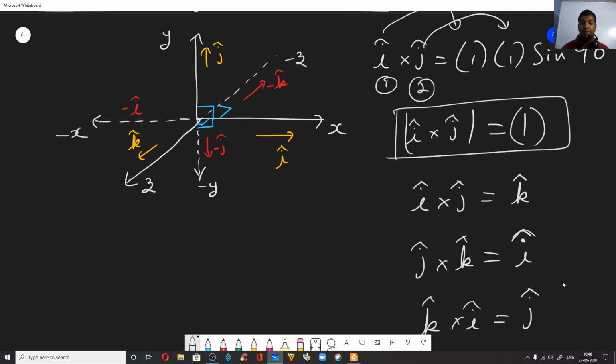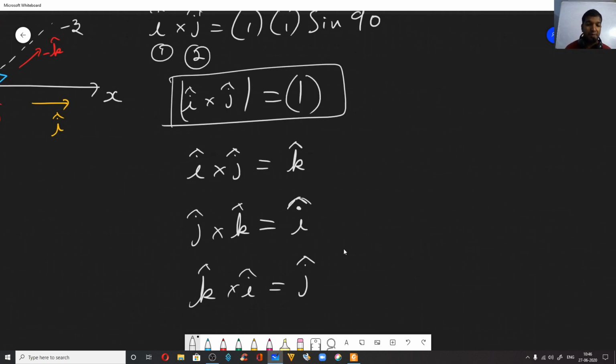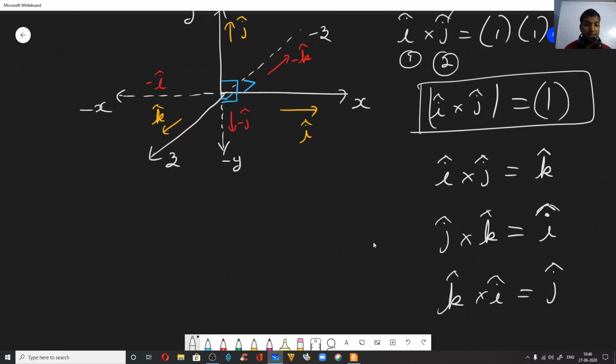Now if you do the opposite, that is j cross i, that is j cap cross i cap, what are you expected to get? Try to use your right hand, it will help you a lot. You'll get minus k cap.